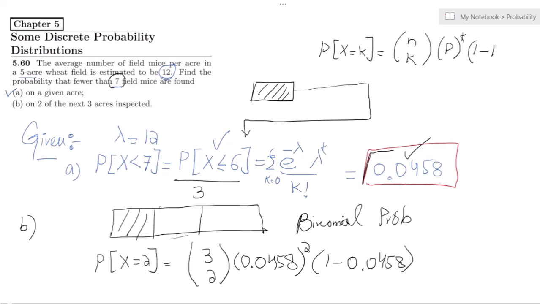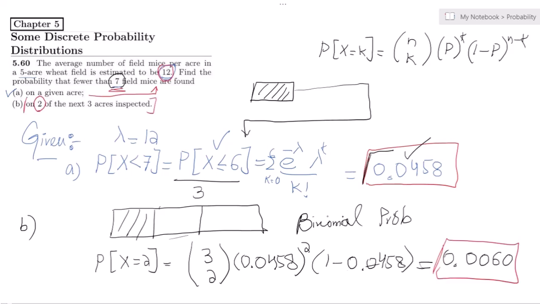In this question you have seen where to use what. In part A we have the average number of mice, and from it we found the probability that fewer than 7 field mice are found in a given acre. Once we found this probability, we had to find, in the next 3 acres, the probability that 2 of them fulfil this condition. We have the condition for only 1 acre, so for 2 of 3 we have to use the binomial probability.